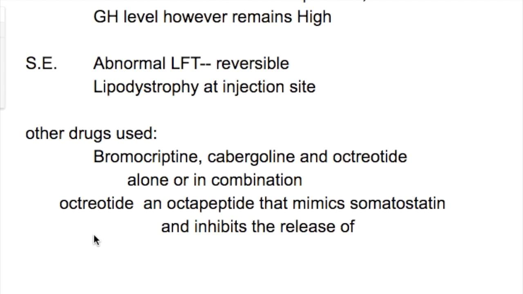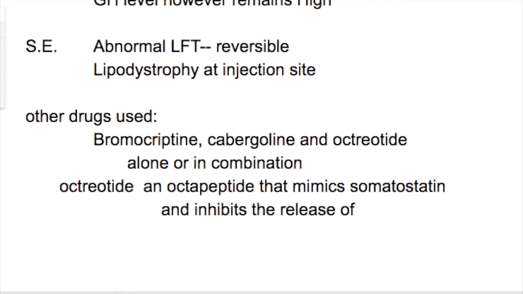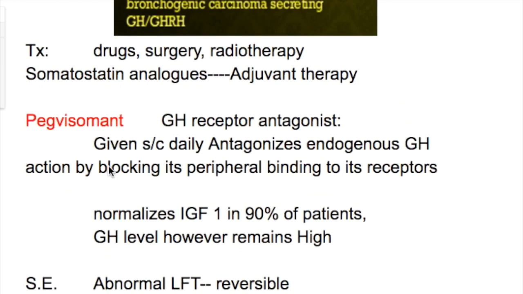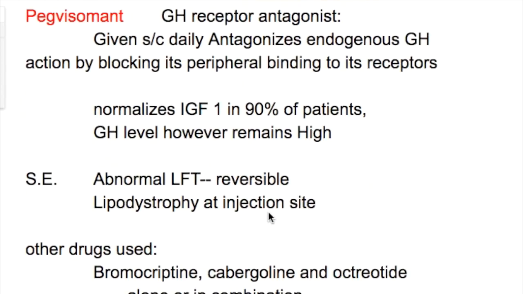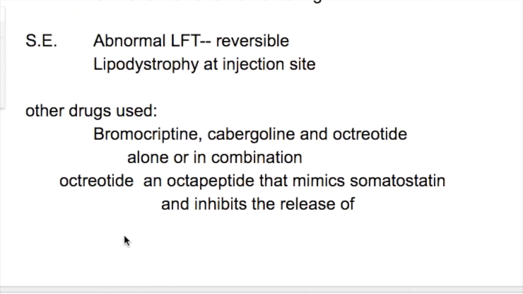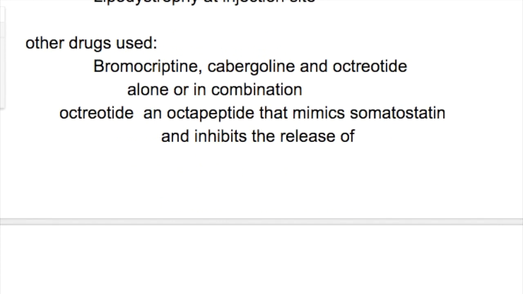What is octreotide? Octreotide is an octapeptide that mimics somatostatin and inhibits the release of growth hormone. So this is the difference between octreotide and pegvisomant. Pegvisomant prevents the growth hormone action on its receptor, but octreotide inhibits the release of growth hormone. Octreotide also inhibits the release of glucagon, gastrin, and insulin.